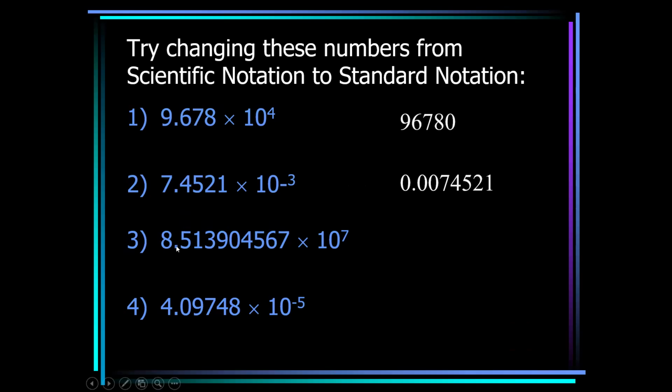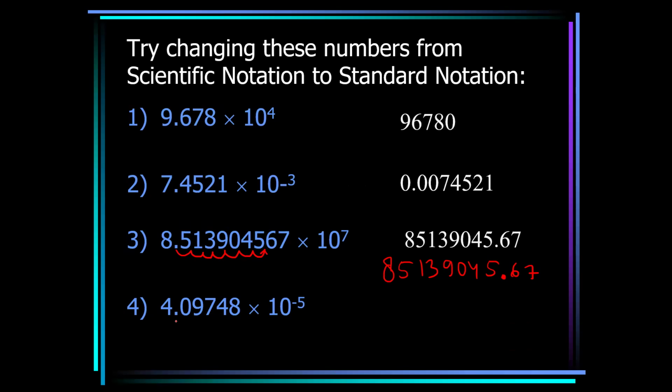If it is 7, okay. 1, 2, 3, 4, 5, 6, 7. Oh, it's not even reaching the 0, right? 1, 2, 3, 4, 5, 6, 7. So the number has to be 851390455.67. No more. No extra 0. Okay. Negative 5. Okay, you have to put it in below.